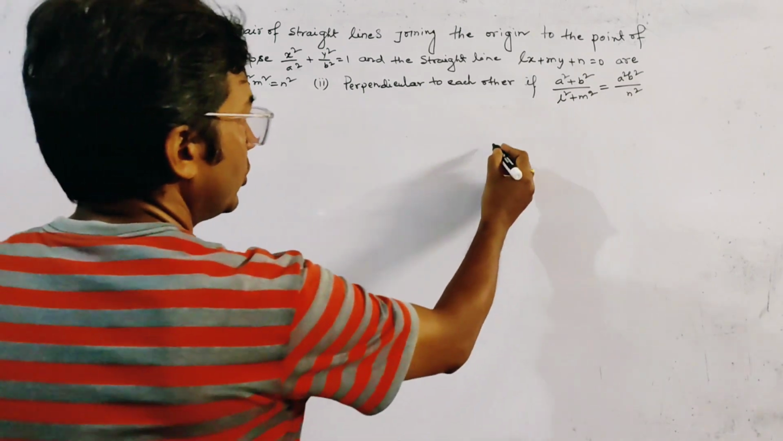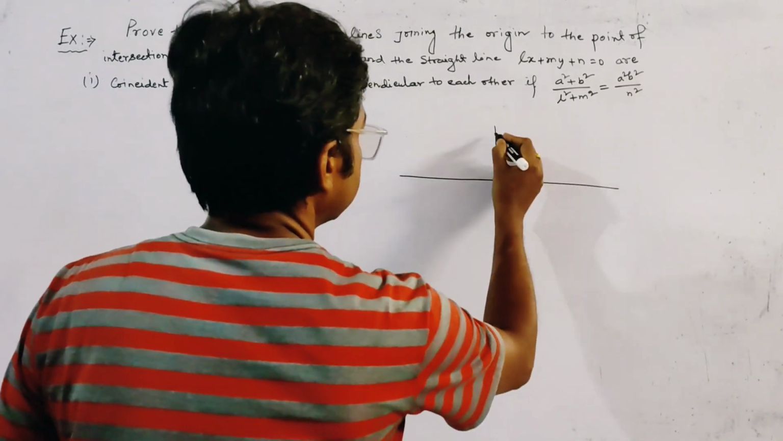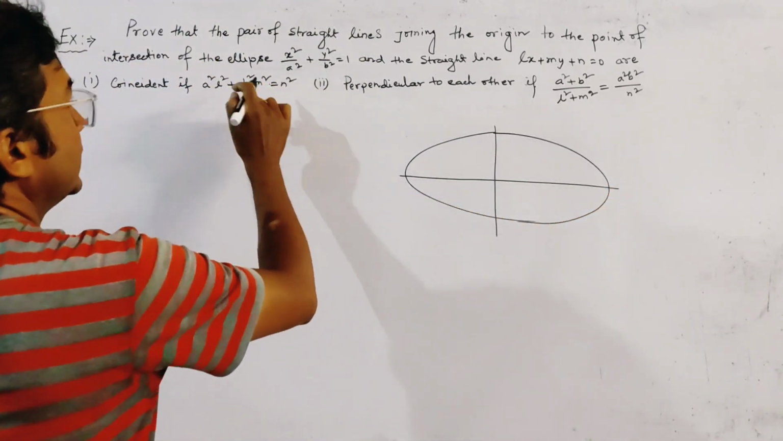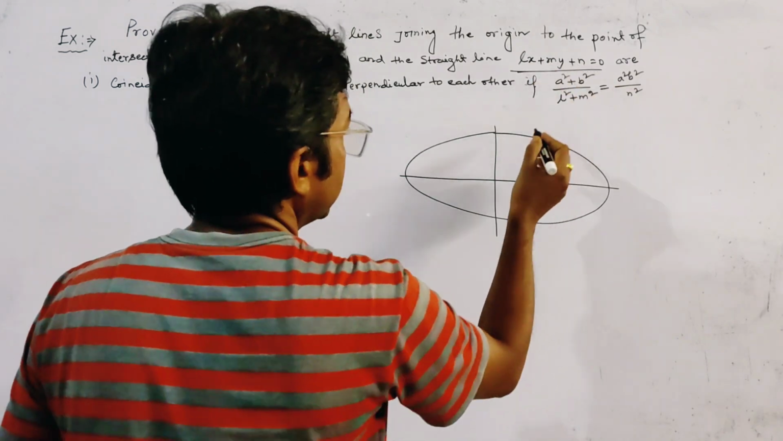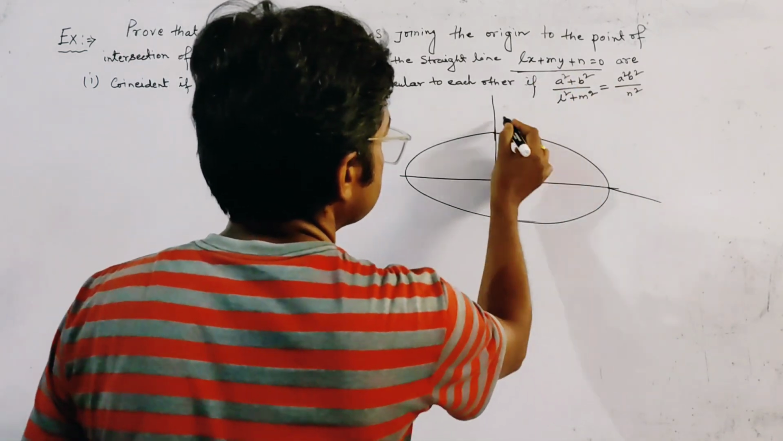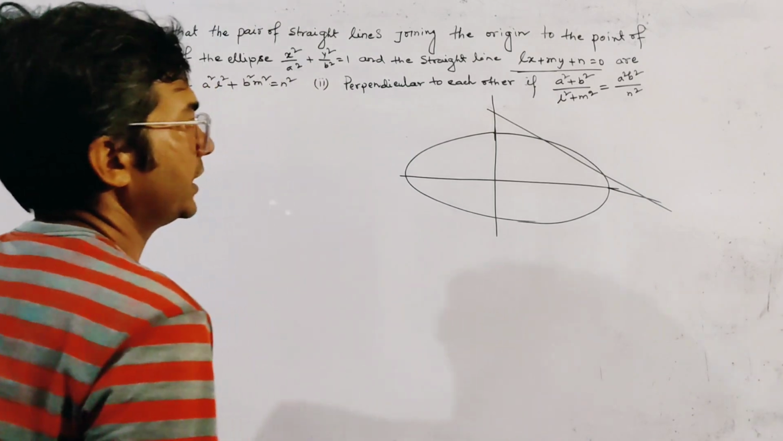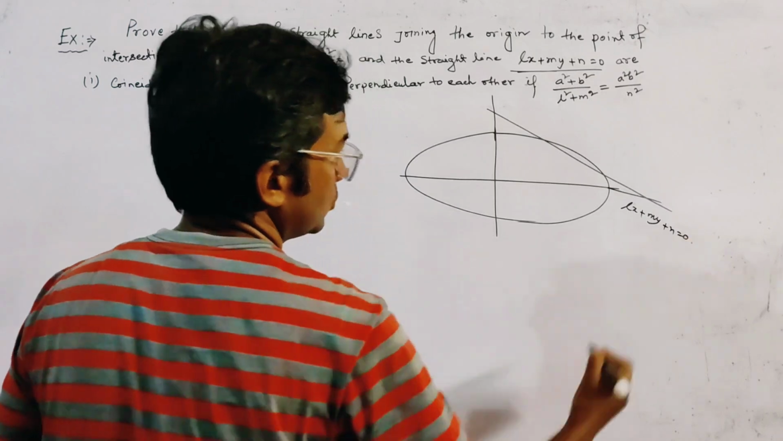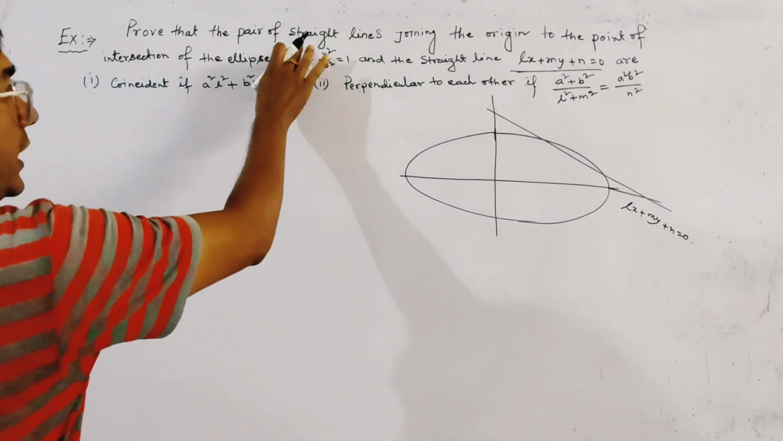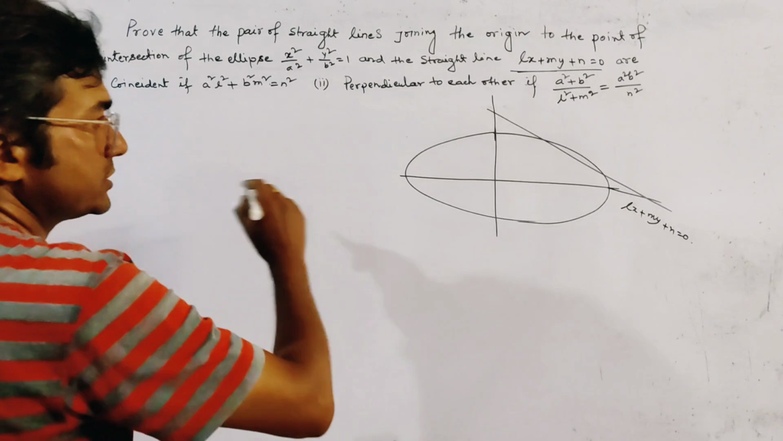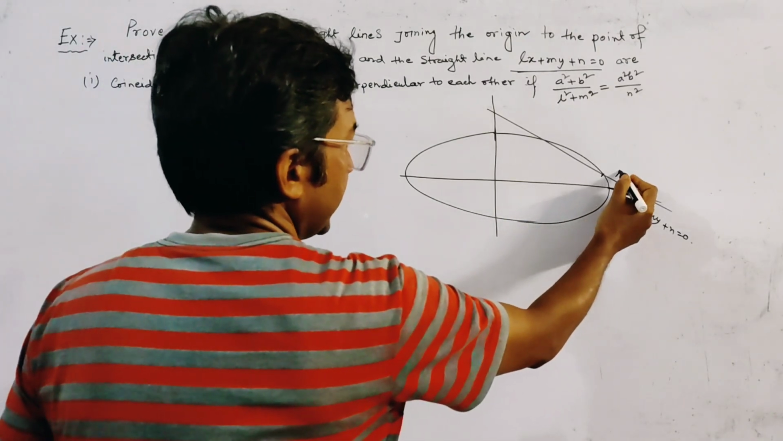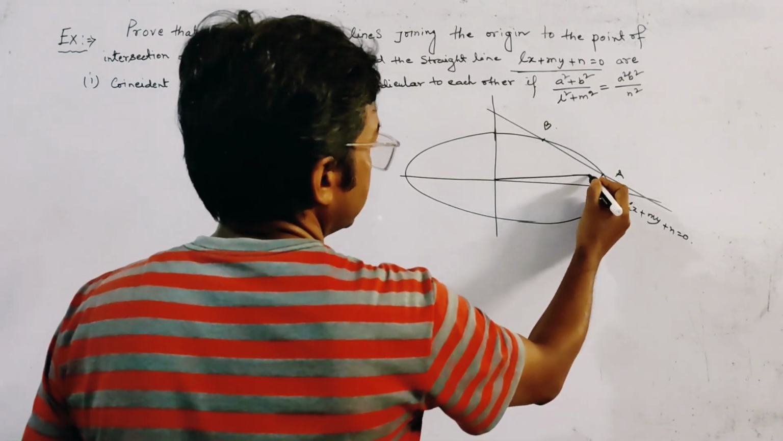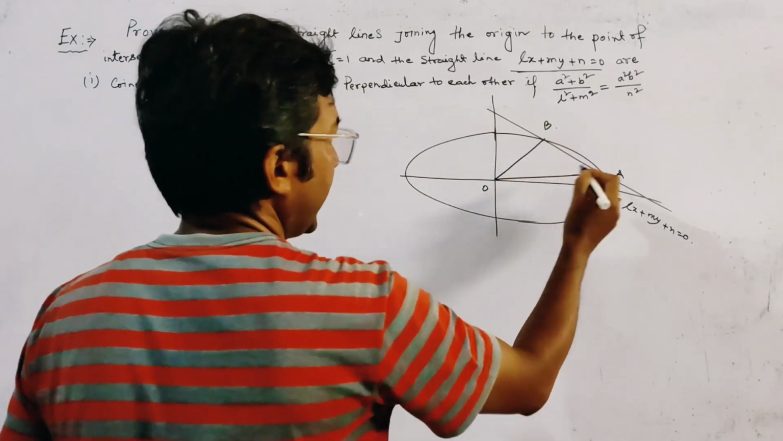Now if we draw a rough sketch of the ellipse, this is the ellipse, and let the equation of the straight line be given like this. Let this be the given straight line lx plus my plus n equal to 0. Now the pair of straight lines joining the origin to the points of intersection: let one point of intersection be A and the other point of intersection be B, and we have to find the pair of straight lines OA and OB.